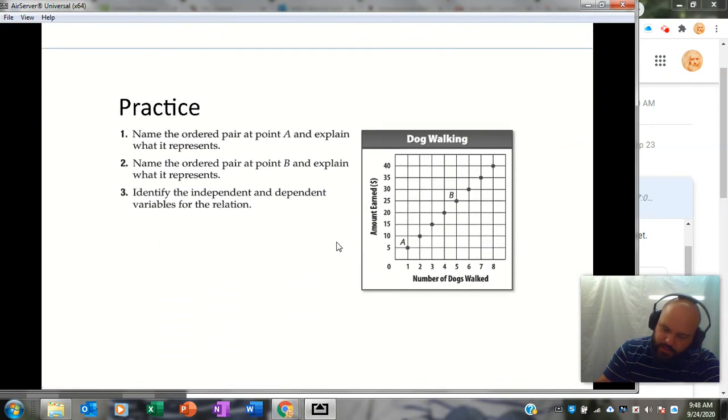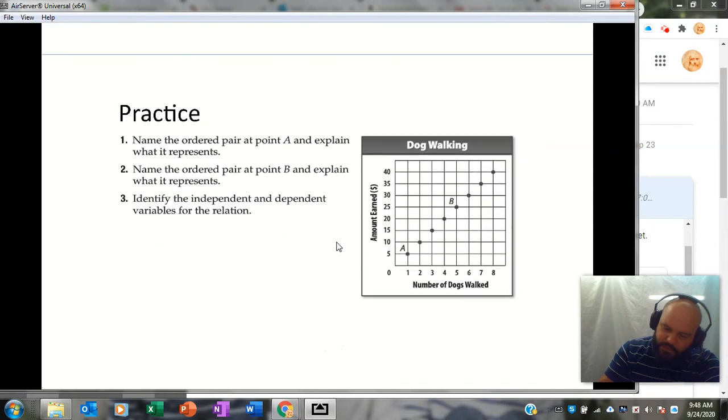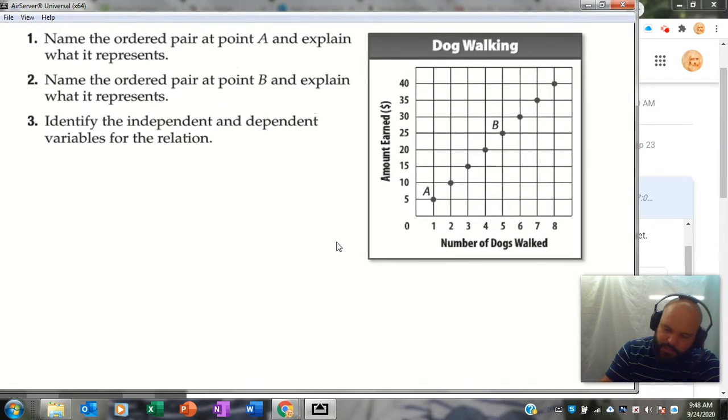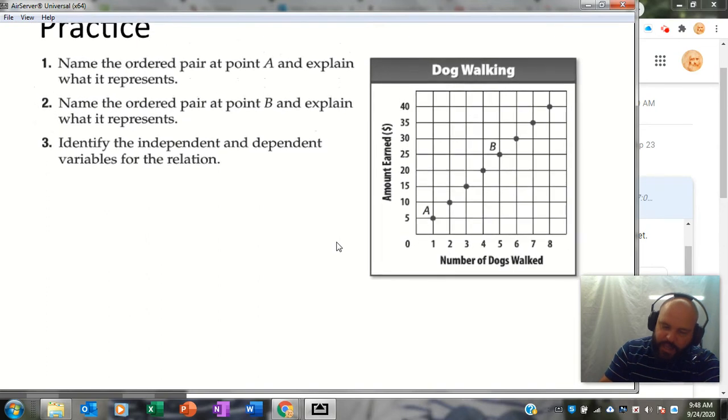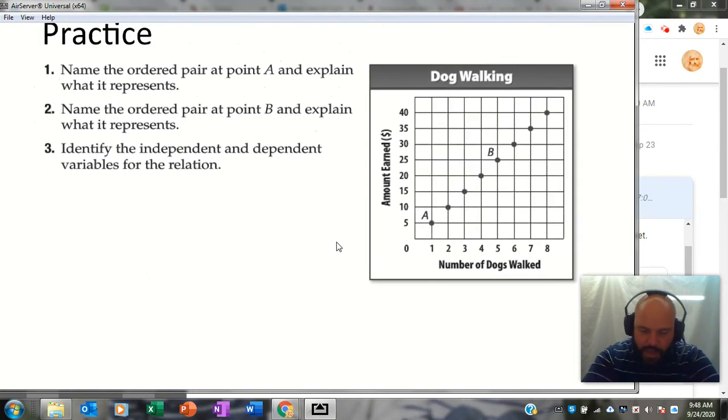Okay, so now this is a little bit more involved than the last one. This particular problem has 3 steps to it. It says, name the ordered pair at point A and explain what it represents. So there are 2 parts to this. Let's do the easy part first. The easy part is to determine what the ordered pair is. Remember, when we write ordered pairs, it's always the x value followed by the y value.